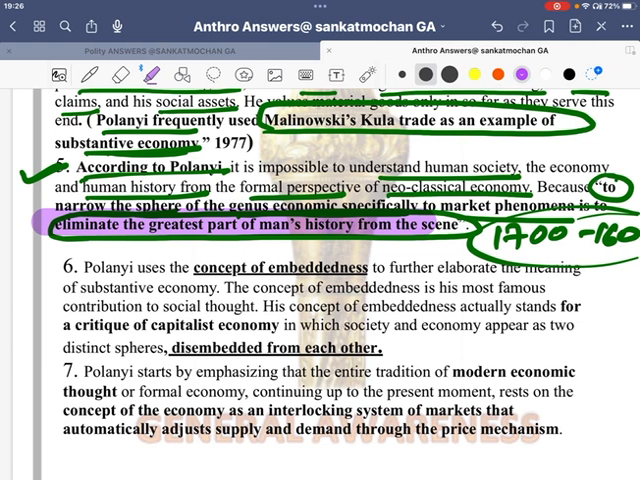Fine. Let's start again. Polanyi uses the concept of embeddedness to further elaborate the meaning of substantivist economy. The concept is his most famous contribution to social thought. His concept actually stands for a critique of capitalist economy.